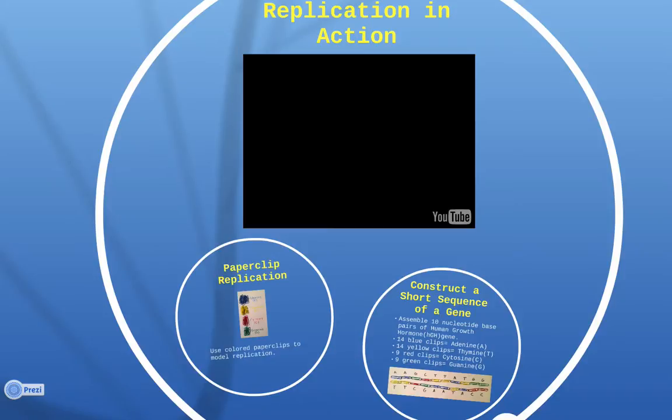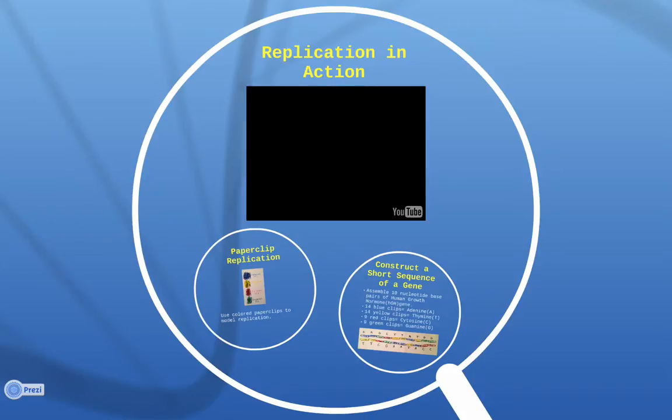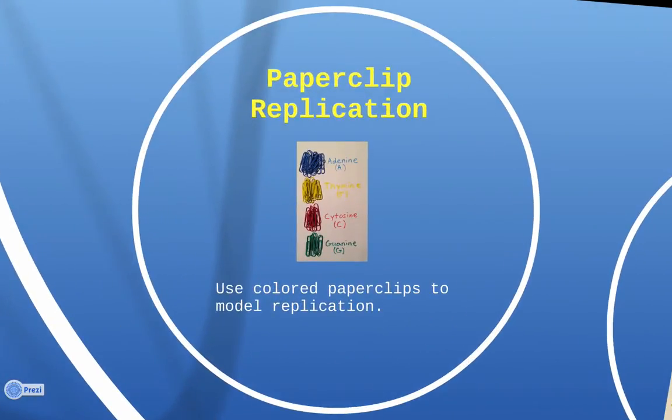That was helpful. Now onto our activity. We're going to be making our own paperclip models demonstrating replication. So to start this activity, we're going to count out a series of colored paper clips. A's are going to represent adenine, yellow is going to represent thymine, red for cytosine, and green for guanine.